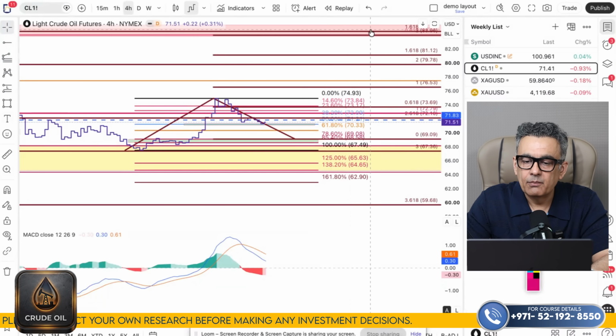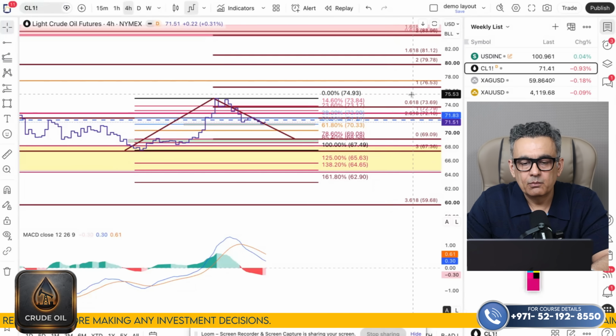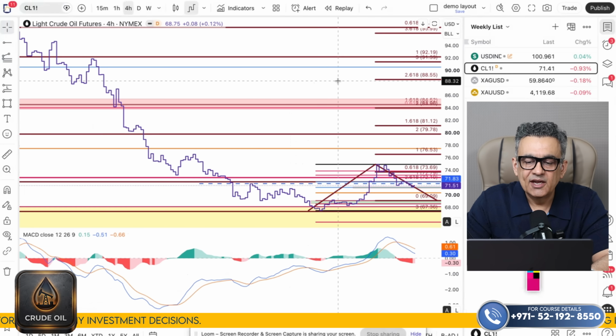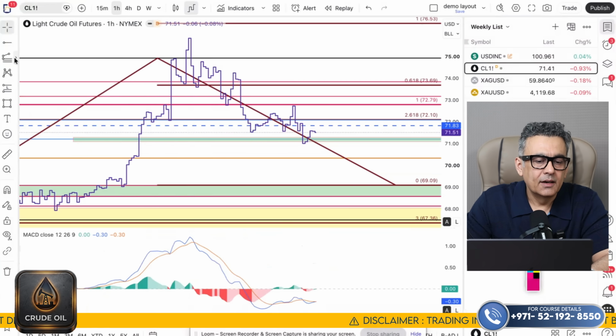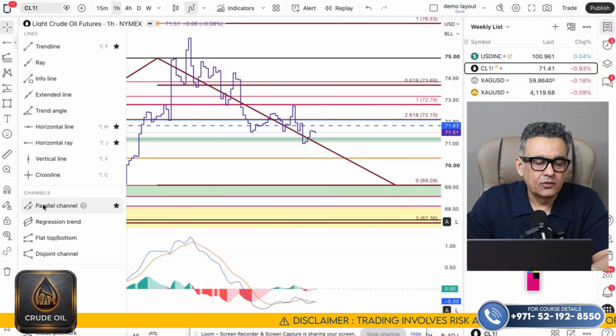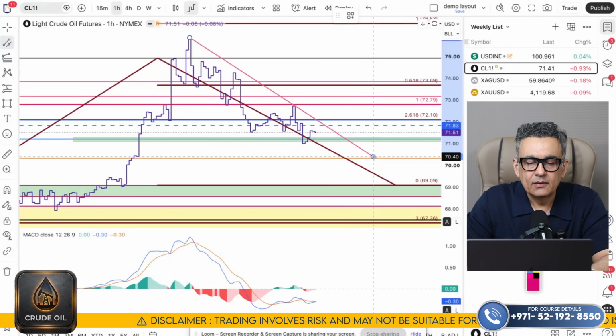So I'll be expecting a bearish reversal around 84 or 85. So these are the barriers in between. So short term, we need to wait for this drop to get completed. So I'll be switching to 1 hourly now. And on the 1 hourly, the structure is right now bearish and it's moving downward in this downward channel.